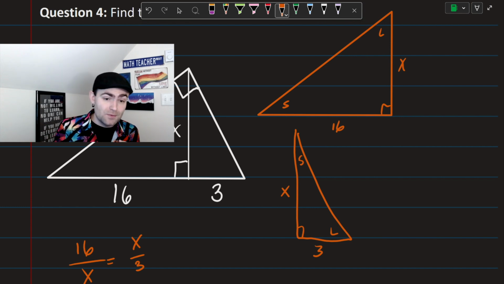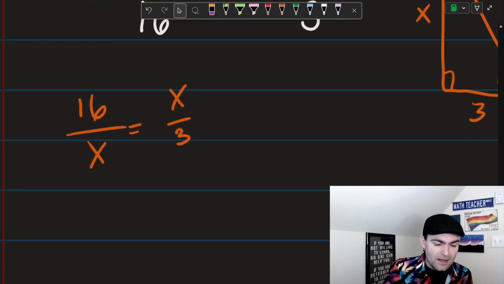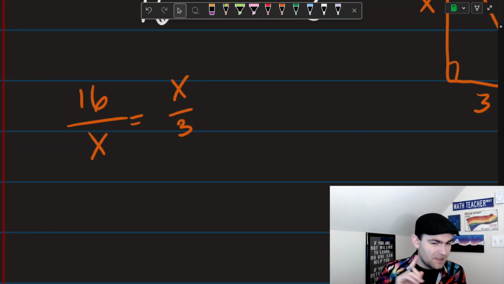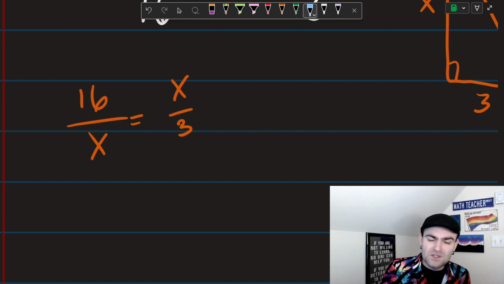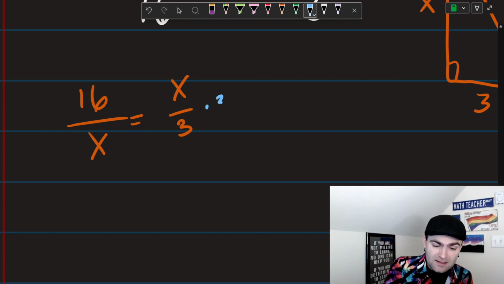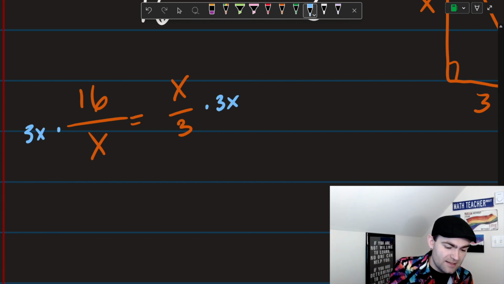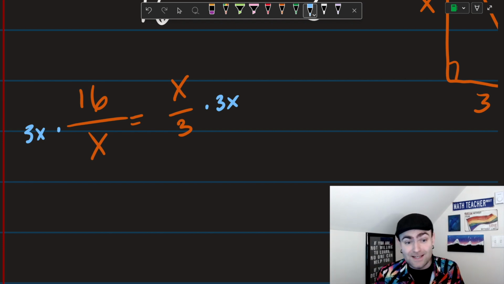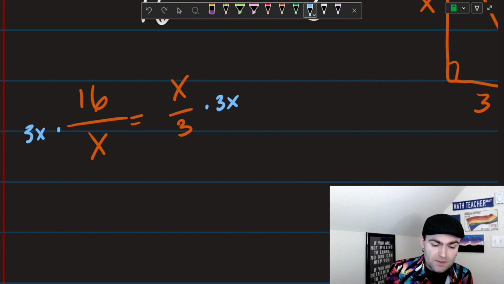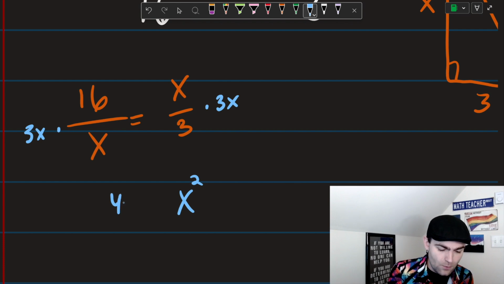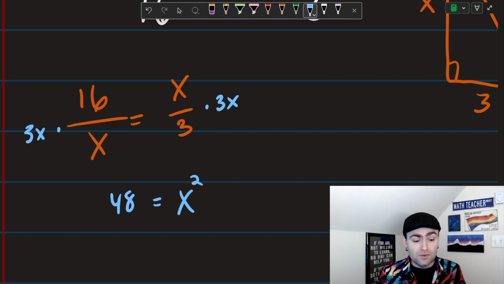So what we're going to do here is solve this equation. So how do we solve this? If your brain went to cross multiply, you were taught some bad rules. I don't like that. We're going to multiply by the least common denominator, which would be 3x, because the least common denominator between x and 3 is 3x. When I multiply these together, the 3's will cancel, so x times x is x squared. And then here, if I multiply these together, the x's will cancel, so 3 times 16 is 48. So we have x squared is equal to 48.